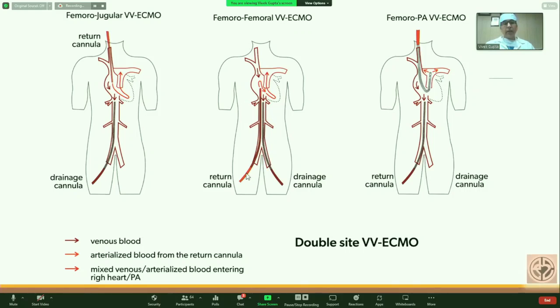The return cannula is the bigger one, which is placed on the right side, and the access cannula, the drainage cannula, is placed on the left side. You can see this, and now it is getting oxygenated and going back to the patient. You can appreciate the position. The access cannula is kept lower down to minimize the risk of recirculation. So the oxygenated blood, which is being returned through the return cannula, is kept at a higher position in the vessel, so that we can minimize the risk of recirculation.